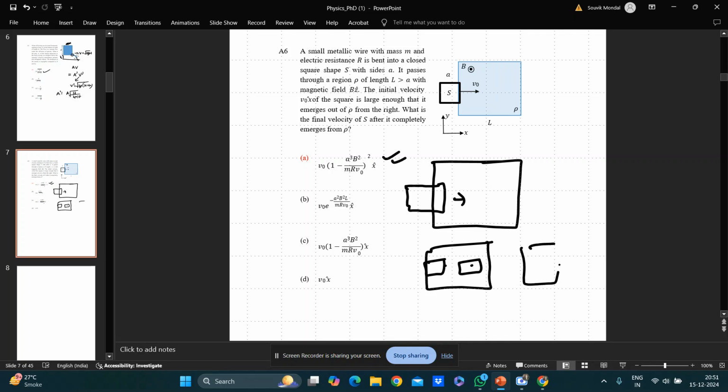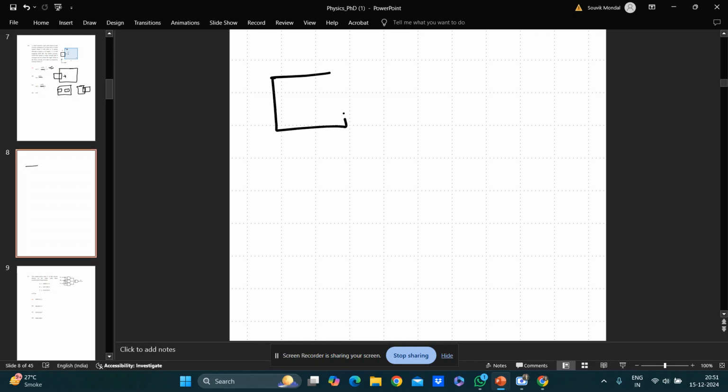Then finally, when this loop tries to exit from this region, again the flux will change, an electric field will be induced, EMF will be induced, and because of that the velocity will also change. So let me tell you how this works. Suppose at a particular moment the velocity is v, and it has moved a distance x. So what is the EMF induced? EMF is equal to d phi by dt.